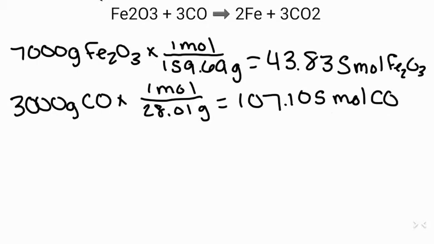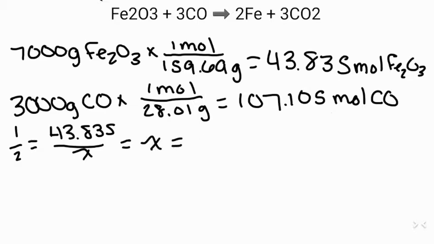So now that we have our moles, we're going to do a ratio. So we would start with our iron oxide, and we are trying to get to iron. So we would do a ratio of 1 to 2 and have it equal to the moles of iron oxide, which is 43.835, over X because we are trying to find how many moles of iron we can create from the iron oxide. From that, we get 87.67 moles of iron.